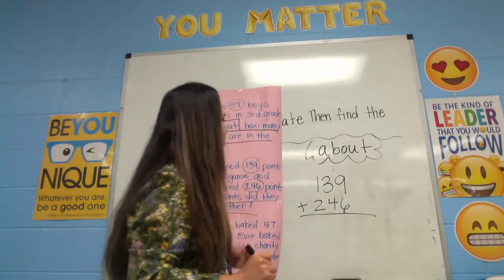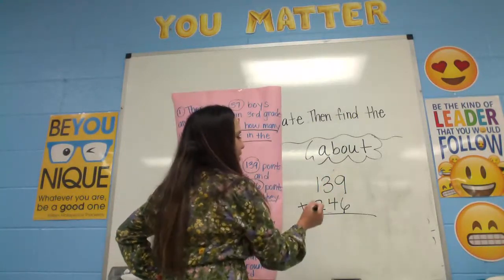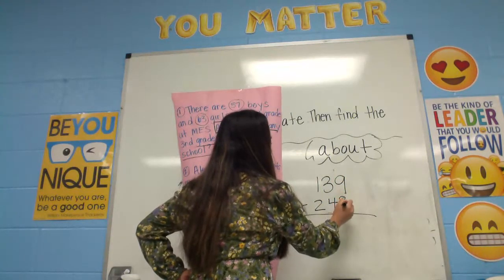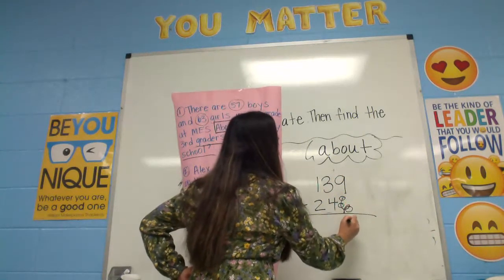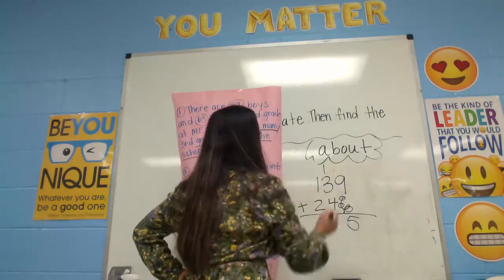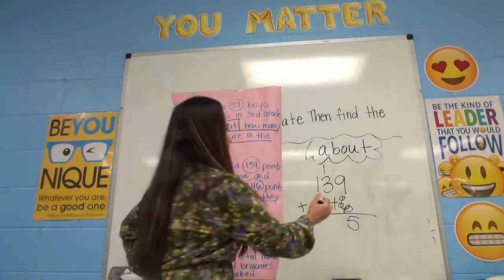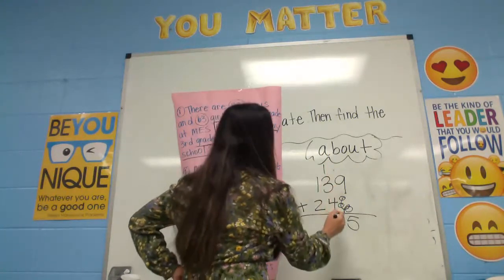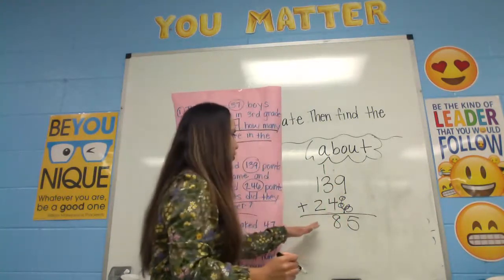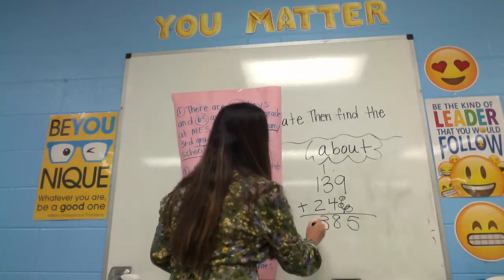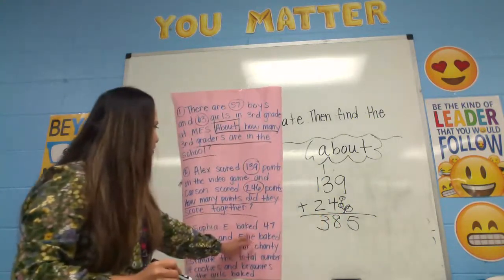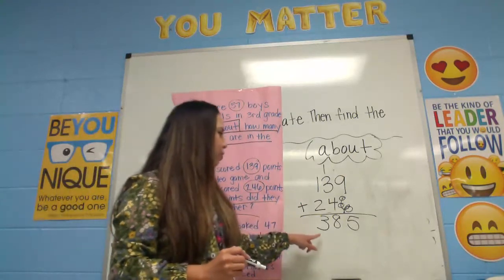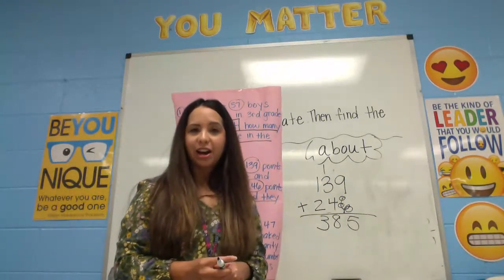Let's start in our ones place. 9 plus 6 ones. I'm going to use touch points. 9, 10, 11, 12, 13, 14, 15. Definitely need to regroup. 4 plus 3, 7, plus 1 is 8 tens, and 2 plus 1 is 300. All right, back. Let's answer the question. How many points did they score together? They scored 385 points.